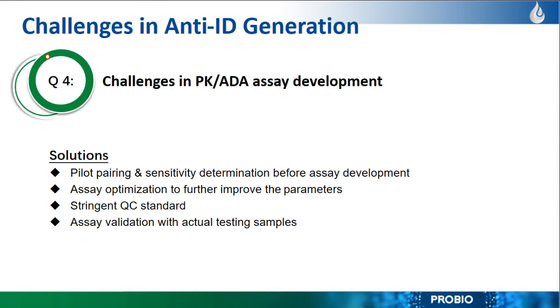Besides the antibody generation part, the assay development also comes with its own challenges. To improve the success rate, it's recommended to perform pilot studies and initial sensitivity determination to select the best pairs of anti-ID for downstream assay development. In addition, assay optimization with stringent QC standards and assay validation with actual testing samples will also be helpful to minimize the risk.